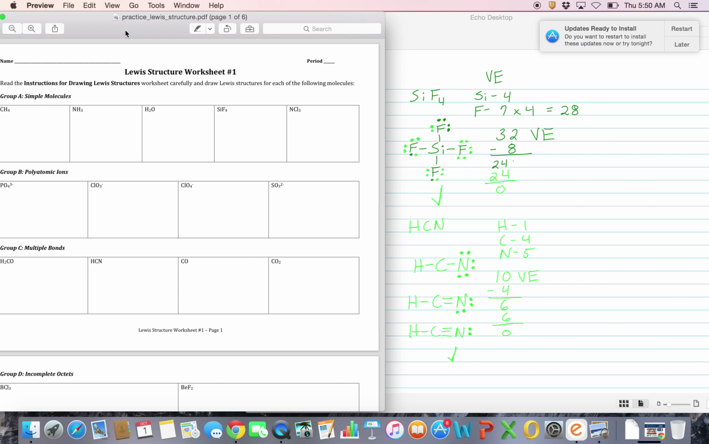We then put these 24 electrons in pairs around the most electronegative, or the furthest to the right, and those will all go around fluorine. We've used all 24: 8, 6, 12, 18, 24. We now have 0 valence electrons. If we look, we have octet fulfilled on all atoms. This is a properly drawn Lewis structure.